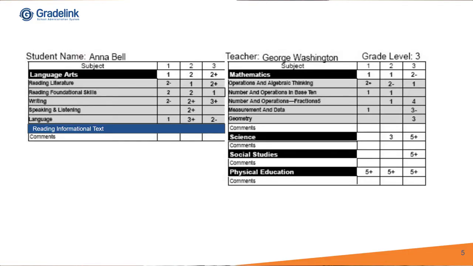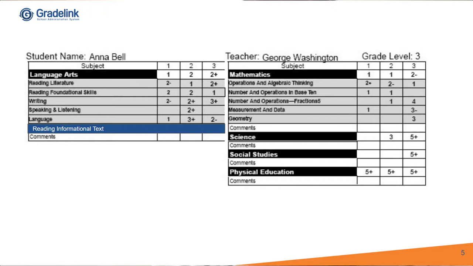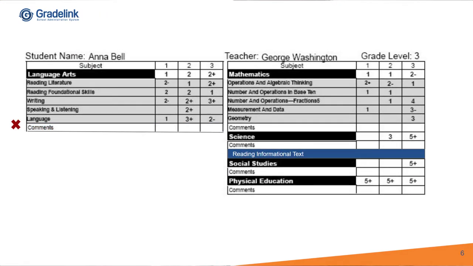So in this example, I've got, underneath language arts, reading informational text, which is kind of the typical place where it shows up. But what if I wanted to take that and then move it underneath another subject like science? Could I do that? And the answer is yes.